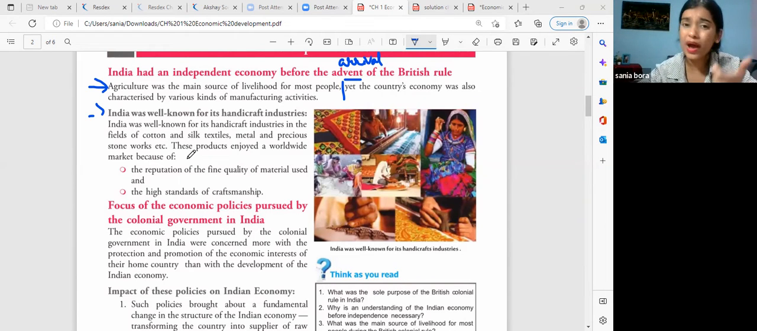So the question is why? What was that unique thing in Indian handicraft that made it famous all over the world? Okay. So basically, the products enjoyed a worldwide market because of, first, the reputation of fine quality of material. The quality which Indians were using in their handicraft was very fine, you can say 100 out of 100. And second, the high standard of craftsmanship.